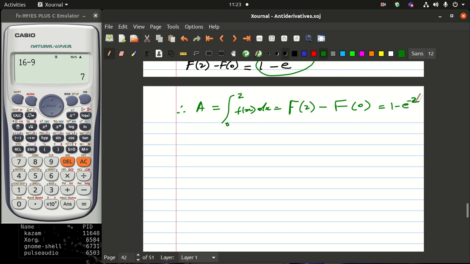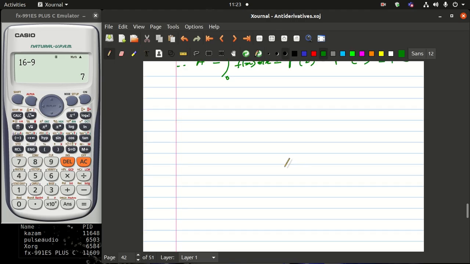So I want you to know that when they're asking you about the area, they are asking you about the same thing. They are also asking you about this, which is the same as that in this particular case. Now that we have found ourselves towards the end, I want us to define what I call the definite integral. What is a definite integral?